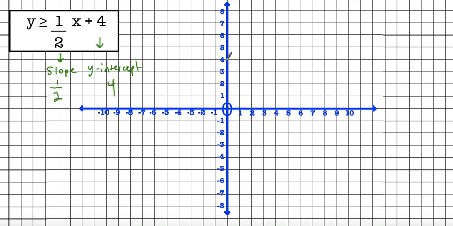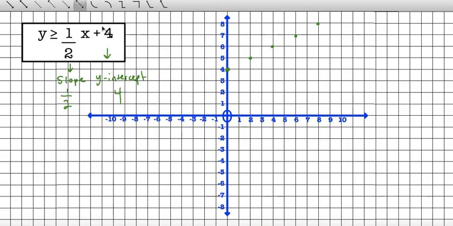So we're going to start at our y-intercept, and we're going to go up 1 over 2, and we're going to keep doing that until we have some points that we could use. So I'm going to stop because I have more than enough points here. And because it's y is greater than or equal to, we're going to use a solid line.